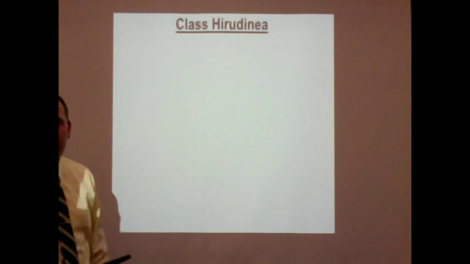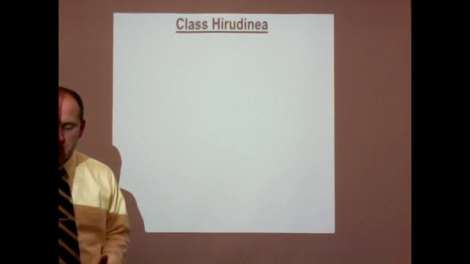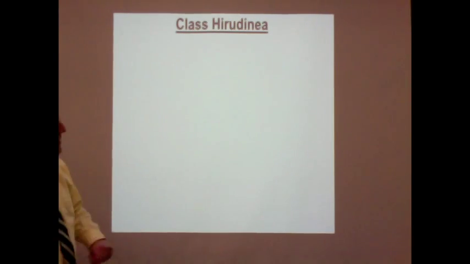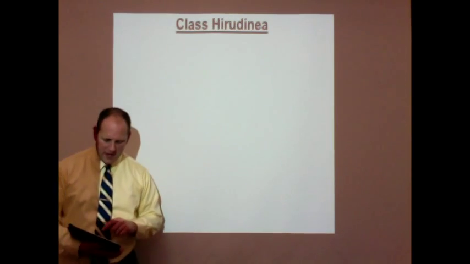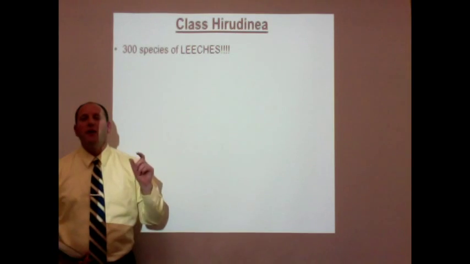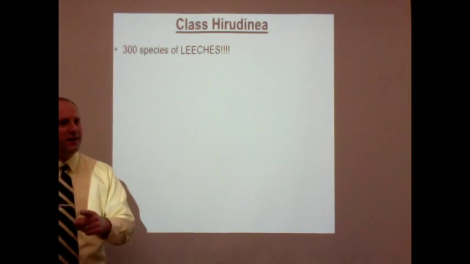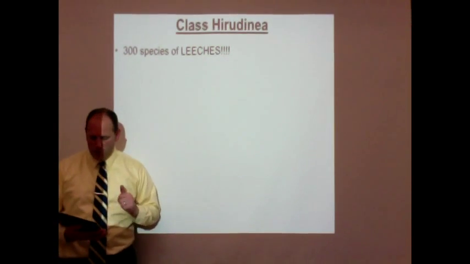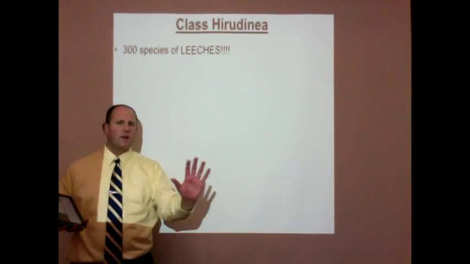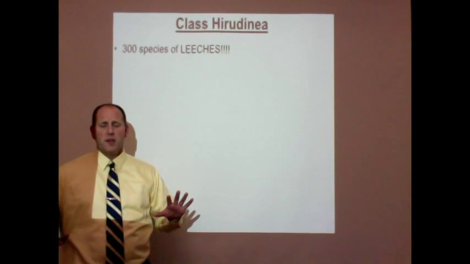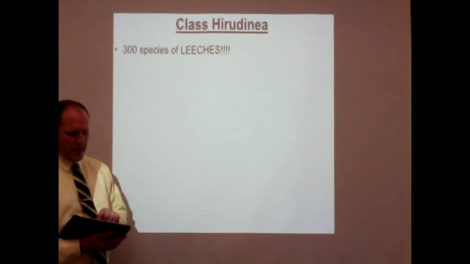The last group here, just a little bit on this particular class, the Hirudinea. These are 300 species, that's it, not very many. It's the smallest class of leeches. A good one for you guys to remember. Because a lot of people start thinking worms and then leeches come into it and they don't really know how they belong, what they're related to.